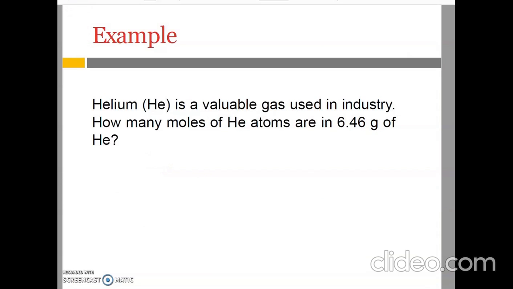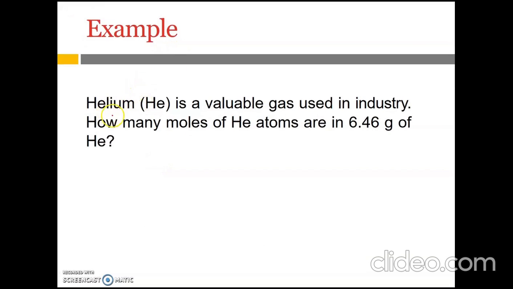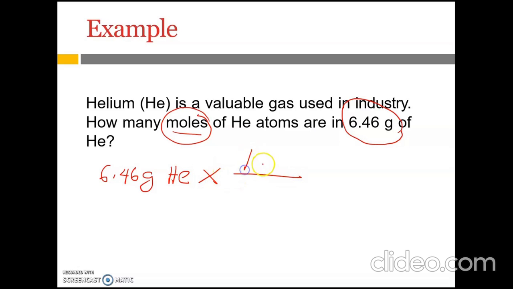So okay, kita try one example. So here, helium is valuable gas used in industry. So how many moles of helium are in 6.46 gram of helium? So first, 6.46 gram of helium, kita nak mole. So moles, 1 mole of helium, molar mass dia adalah 4.003 gram. So finalnya kita akan dapat 6.46 divided by 4.003, so we get 1.61 mole.